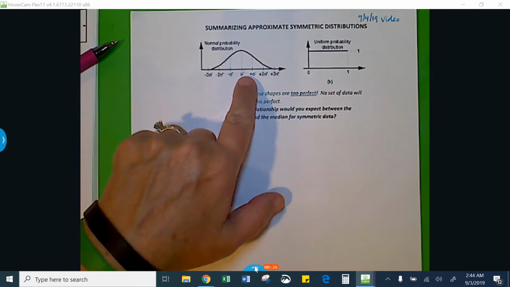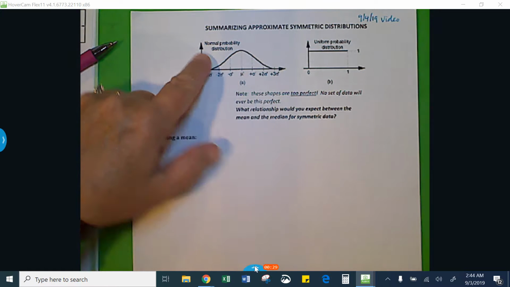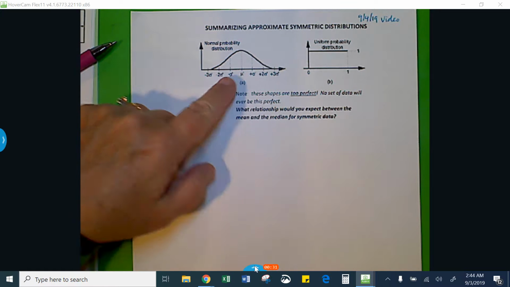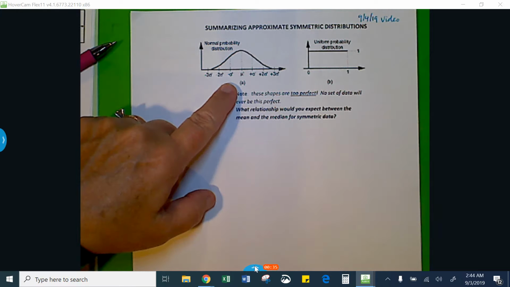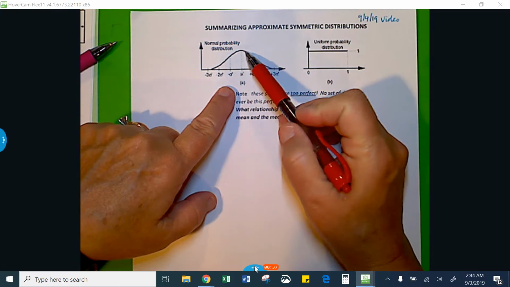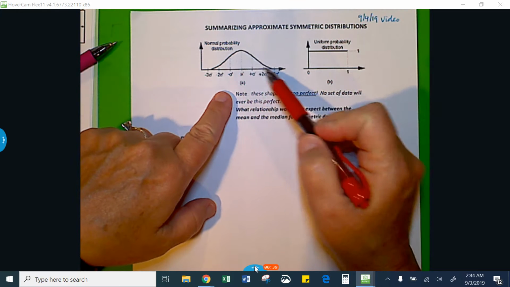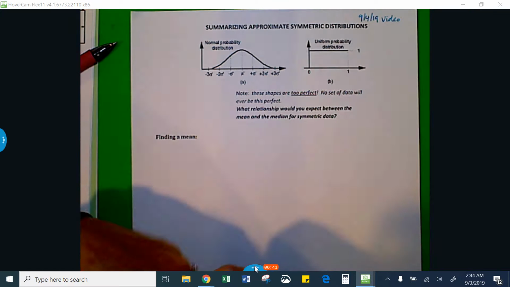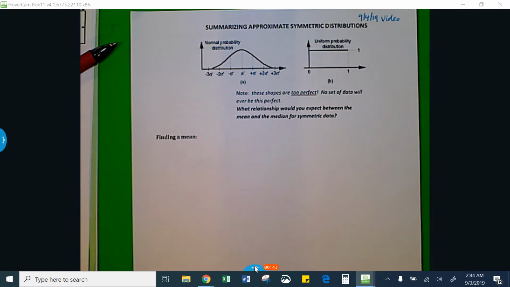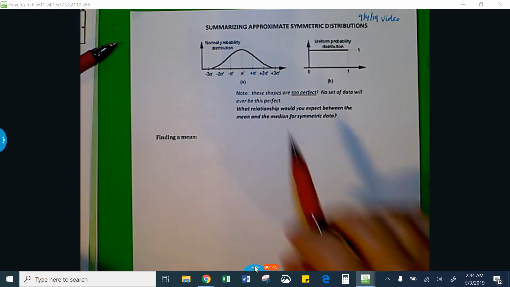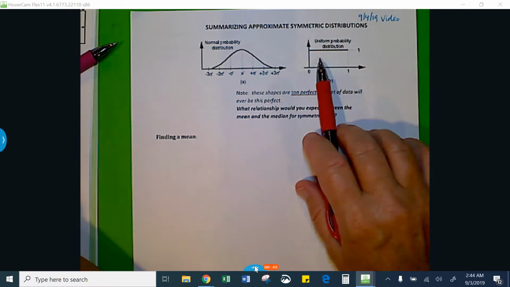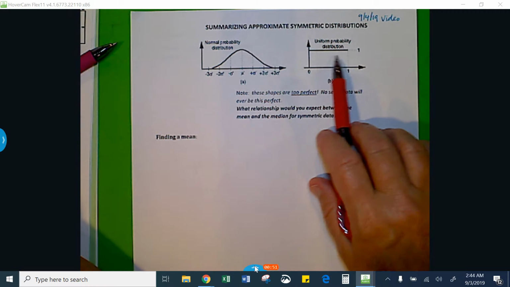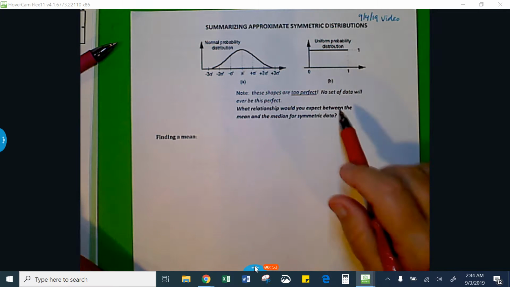This is a perfectly symmetric distribution. It's actually called the normal probability distribution. We're going to learn a whole lot about that in Chapter 5. But basically what you need to know is it's unimodal and it's symmetric. It's the bell curve. You've heard of it, I'm sure, and used it before. Also, a uniform probability distribution is just a perfectly uniform distribution. No variation at all. It's perfect.